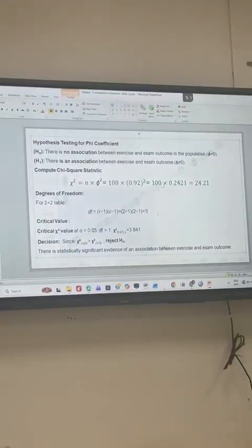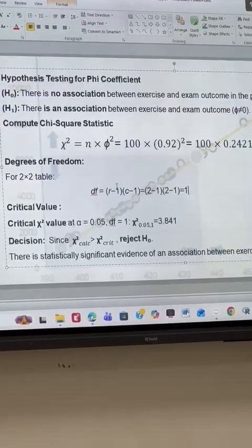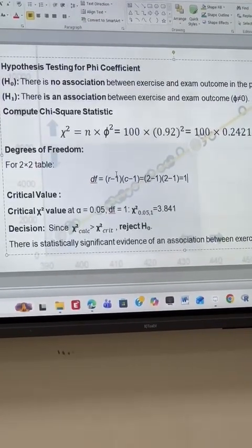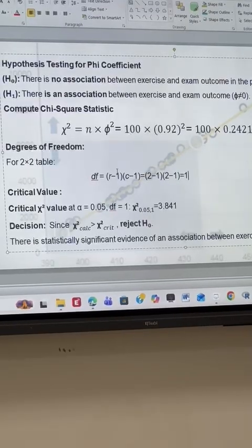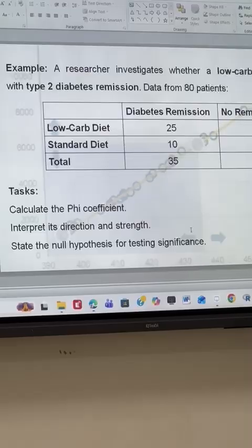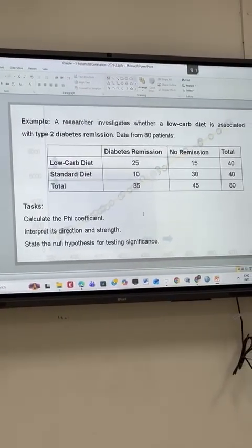Your question is about degrees of freedom. I will give you the table and ask you how many degrees of freedom should be used for this test. Clear?